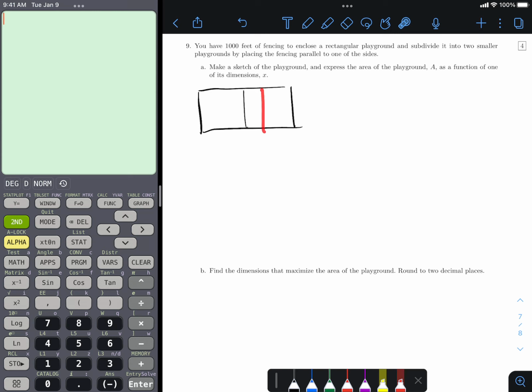It doesn't have to be in the middle. It could be here, whatever. It's just parallel to one of the sides. And this is the sketch. Okay, this is what I have.